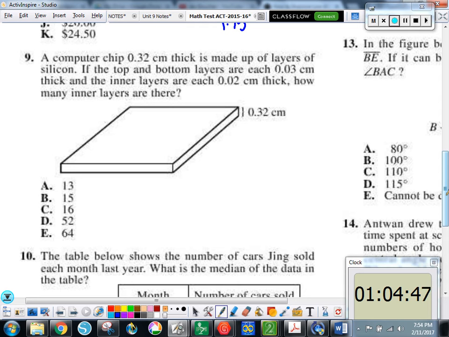Alright, the computer chip, 0.32 centimeters thick, is made up of layers of silicon. If the top and bottom layers are each 0.03 centimeters thick and the inner layers are each 0.02 centimeters thick, how many inner layers are there? Ooh, that is one I would definitely skip. I think I have the answers in my office. Yeah, I don't know where it is. Let's skip it and move on. Try number 10. You got 1 minute. Go.